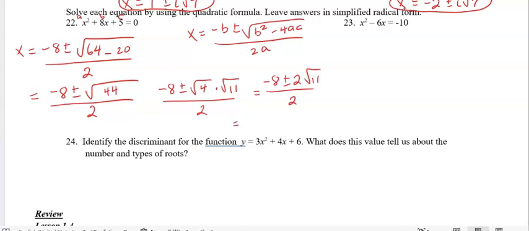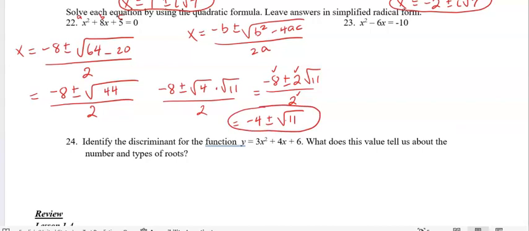And then I'll put my final answer here because all of these numbers are divisible by 2. So we need to do some reducing here. So negative 8 divided by 2 is negative 4. 2 divided by 2 is 1 times the square root of 11. And then, of course, you could put over 1, but it's not necessary. So that represents our two solutions, negative 4 plus the square root of 11, and then, of course, negative 4 minus.